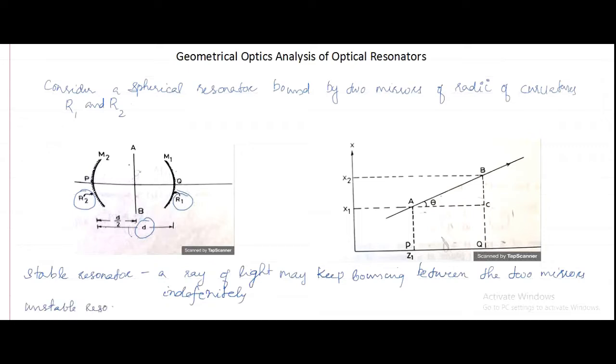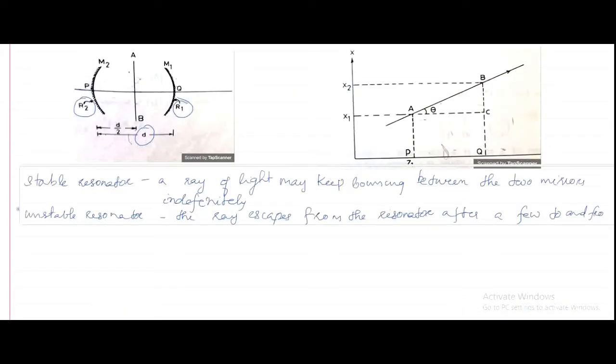But in an unstable resonator, the ray escapes from the resonator after a few to and fro travels.